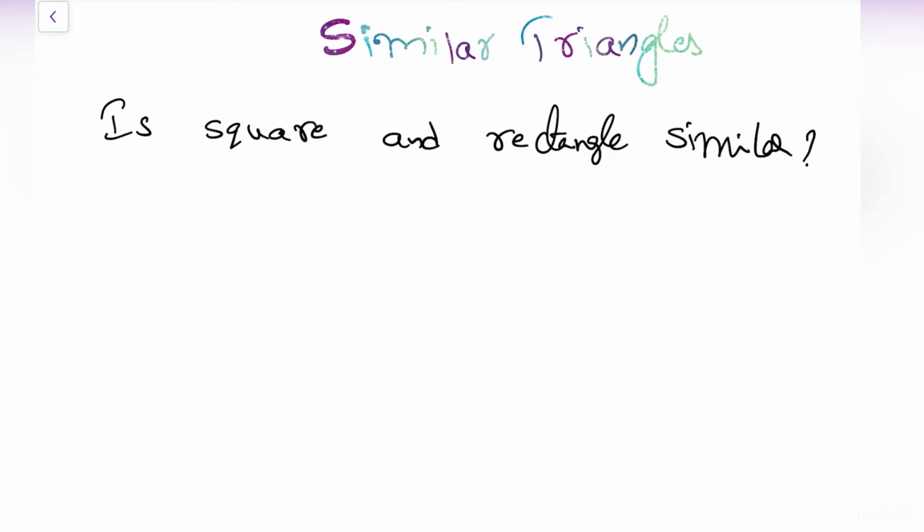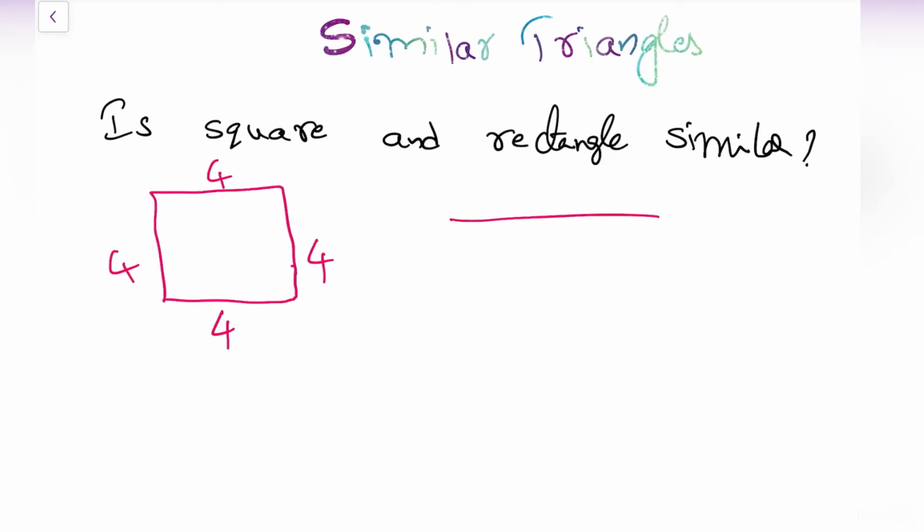Otherwise, are a square and a rhombus similar, or a rectangle and a rhombus similar or not? Otherwise, a rhombus and a parallelogram similar or not? So in this question, first of all, let us take a square and a rectangle. We have a square with all sides 4 centimeters or 4 units, and next we have a rectangle with 4 centimeter length and 2 centimeter breadth. Now we are checking whether these two figures are similar to each other or not.